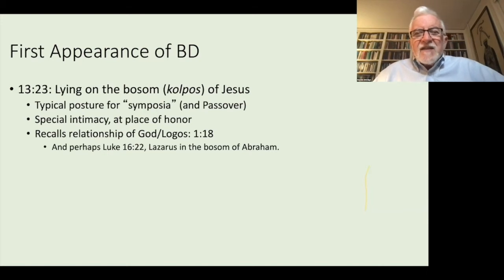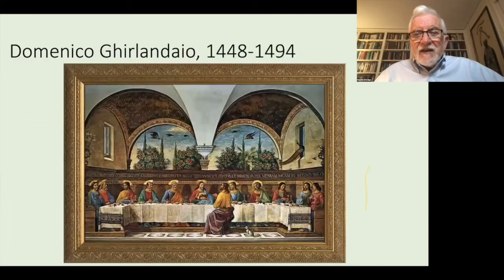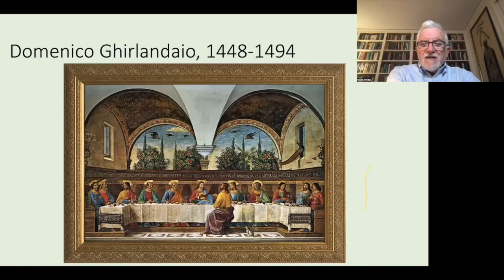In any case, the beloved disciple is here in that position of intimacy, and Peter has to go through him to get to Jesus. So whatever Peter's position in the hierarchy of leadership of the early church, at least in John's rendition of the Last Supper, he's in a secondary position to the beloved disciple, whoever the beloved disciple is or whatever he represents. Keep that in mind as we just look at a couple more pictures of the Last Supper. Here's a more traditional one from the Renaissance.